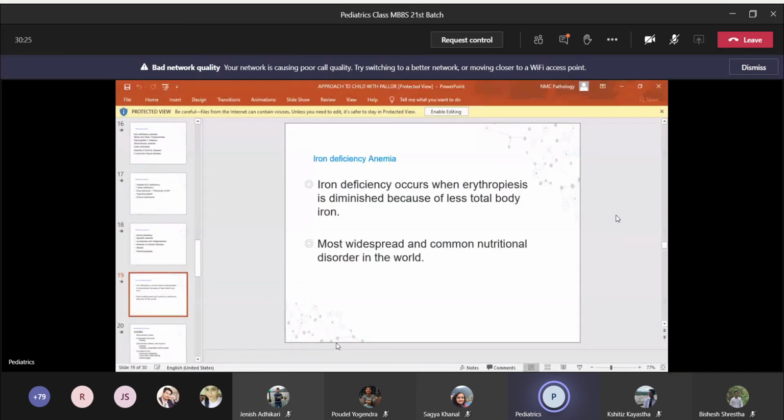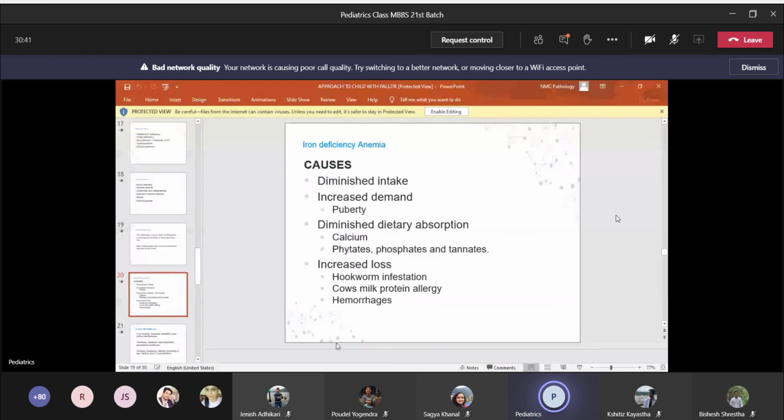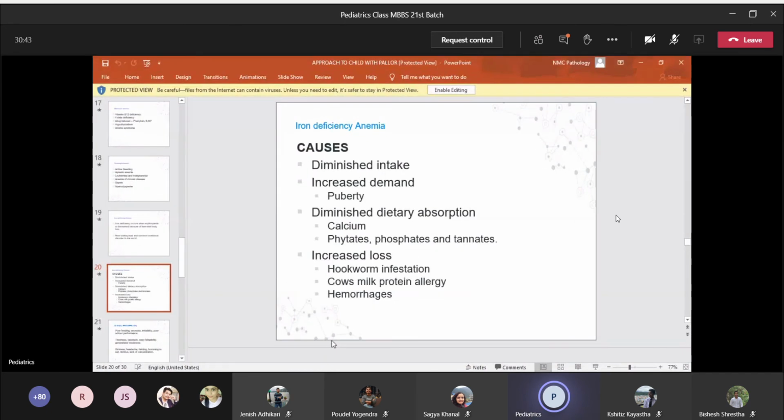Okay. Now we will go through iron deficiency anemia. Iron deficiency occurs when erythropoiesis is diminished because of less total body iron. It is the most widespread and common nutritional disorder in the world. So what are the causes of iron deficiency anemia? The causes are either diminished intake of iron, increased demand of iron in the body, diminished dietary absorption, or increased loss of iron.